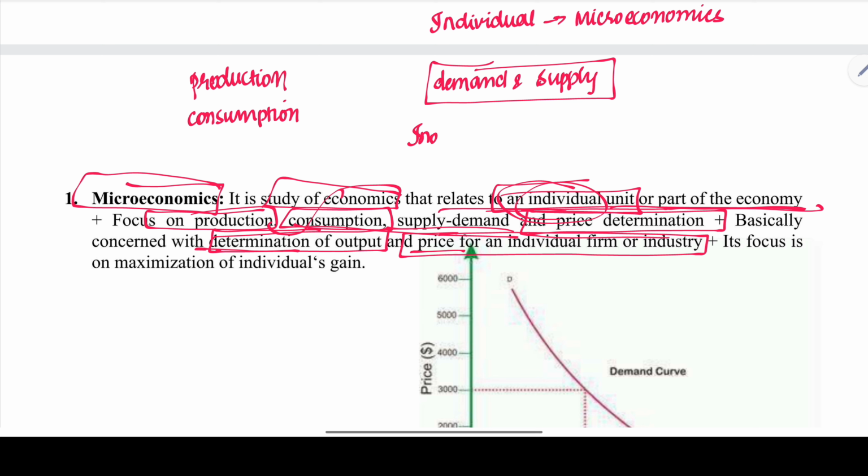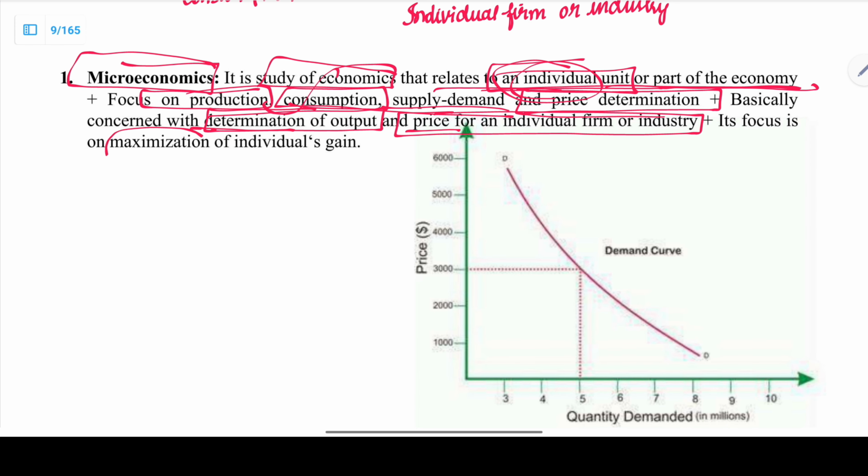So we consider here an individual firm, or we may be having an industry. Out of this industry, what is the demand and supply for their produce and their consumption? It focuses on maximization of the individual's gain.